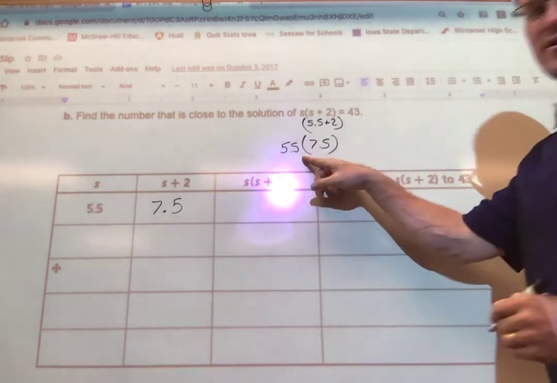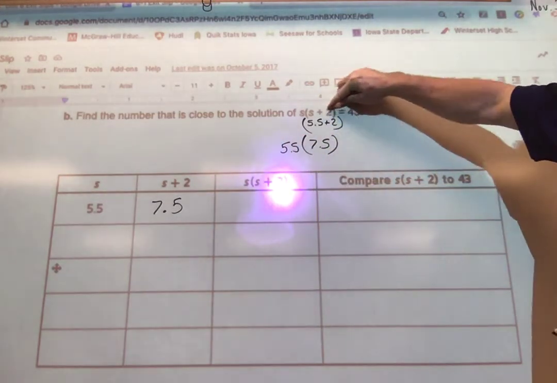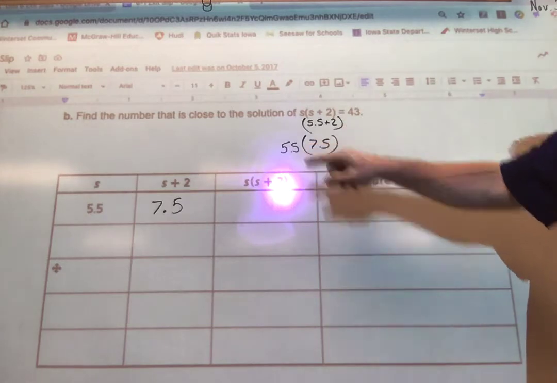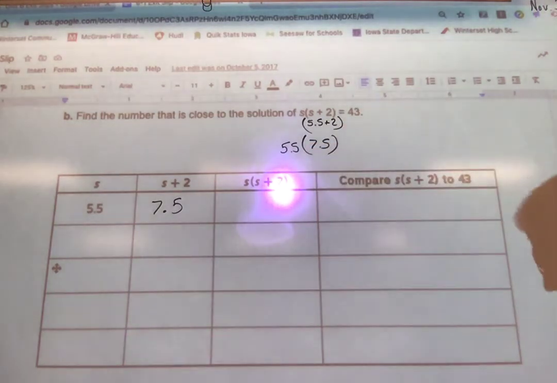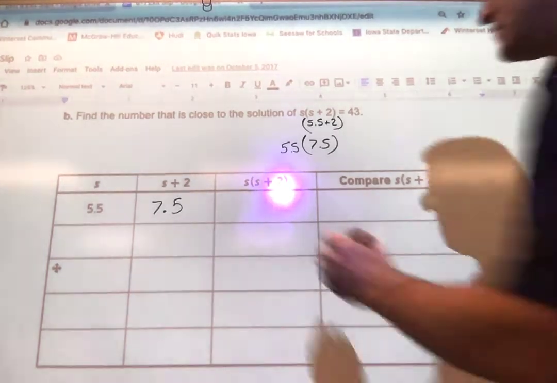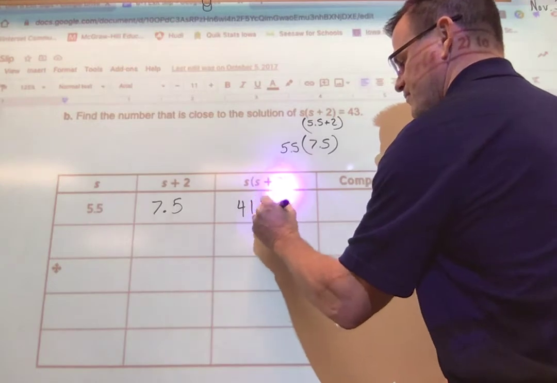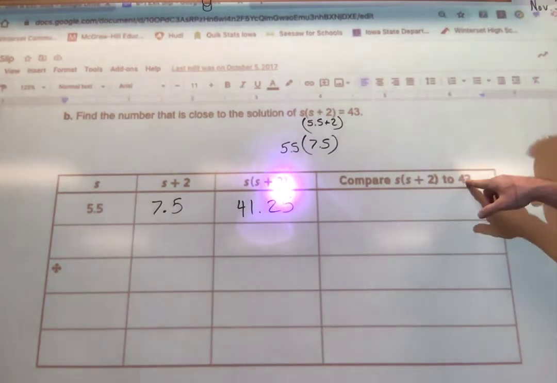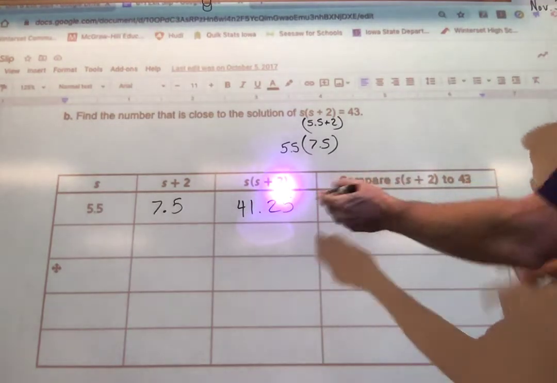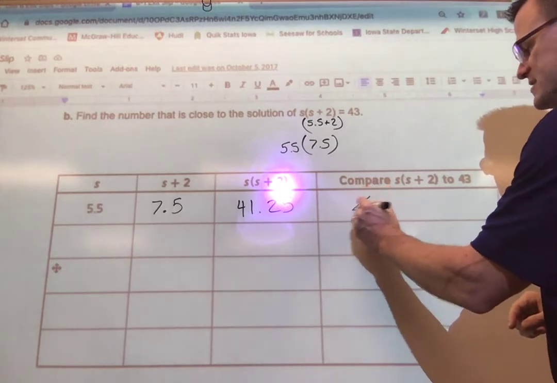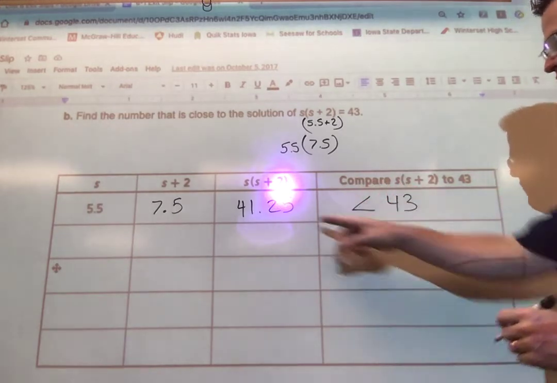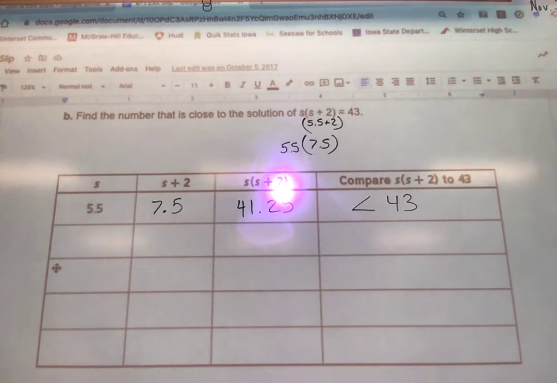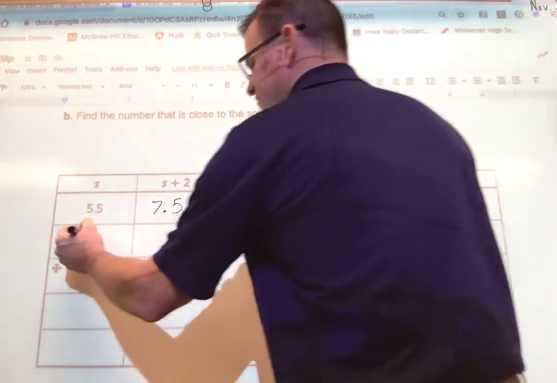Again, if I plug it in, you can see I'm just following that formula. I add 2, get an answer, take it times s. So if I do 5.5 times 7.5, you guys can use a calculator. You'll get 41.25. And I want to compare that to 43, and right now I know that number is too small. It's less than 43. This 41.25 is less than 43. So that means I need to guess higher. So maybe I would try 5.6.